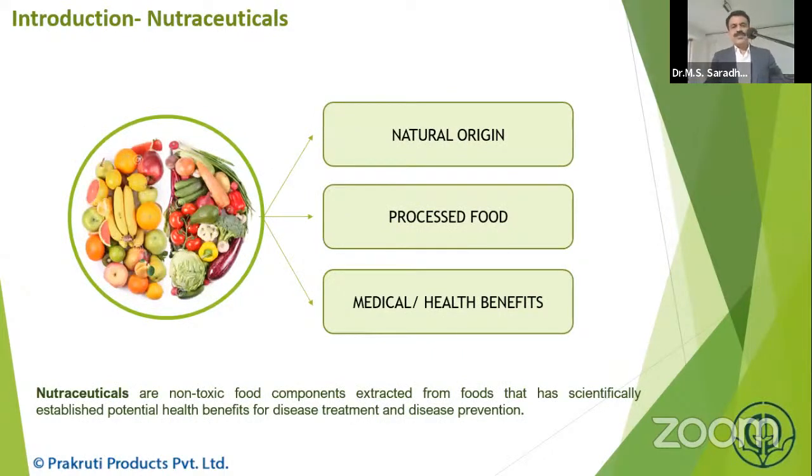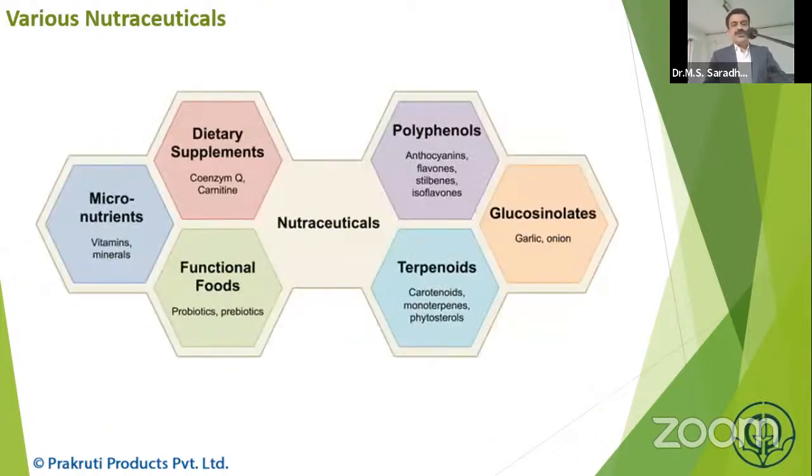Introduction to nutraceuticals. What are nutraceuticals? These are all non-toxic food components extracted from foods that have scientifically established potential health benefits for disease treatment and disease prevention. So nutraceuticals are an alternative to allopathic drugs. They are called lifestyle drugs. These are all of natural origin, processed food, with medical health benefits. Various nutraceuticals include dietary supplements, micronutrients, functional food products, polyphenols, terpenoids, glucosinolates, and many more like this.